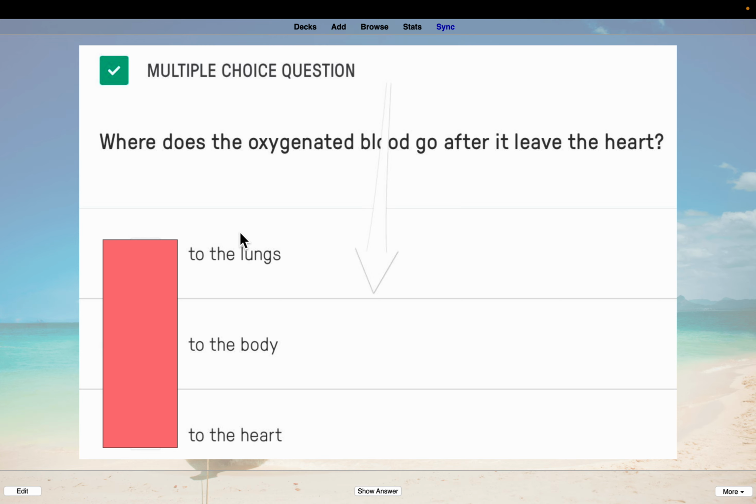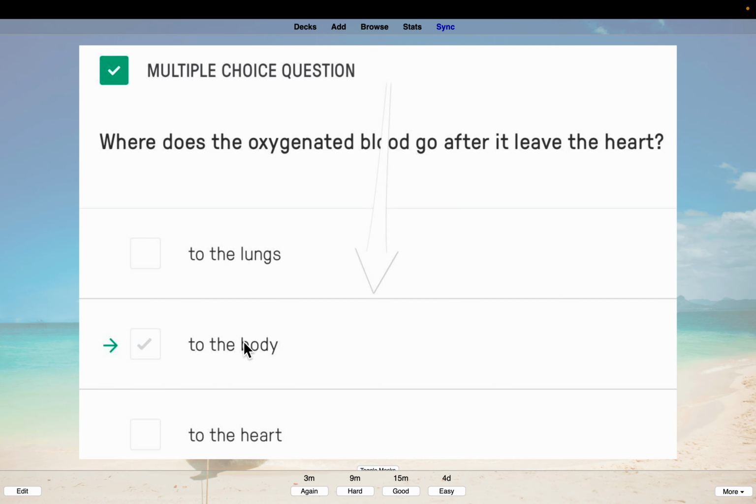Oxygenated blood goes to the body through the arteries. After oxygenation and after being pumped by the heart, it goes to the body to distribute the oxygen, and in return, it receives carbon dioxide. I think the transition from arteries into veins eventually happens through capillaries, like train stations basically. So yeah, to the body.